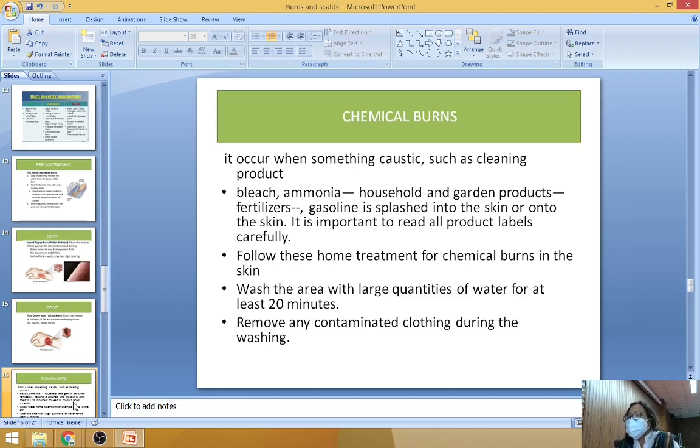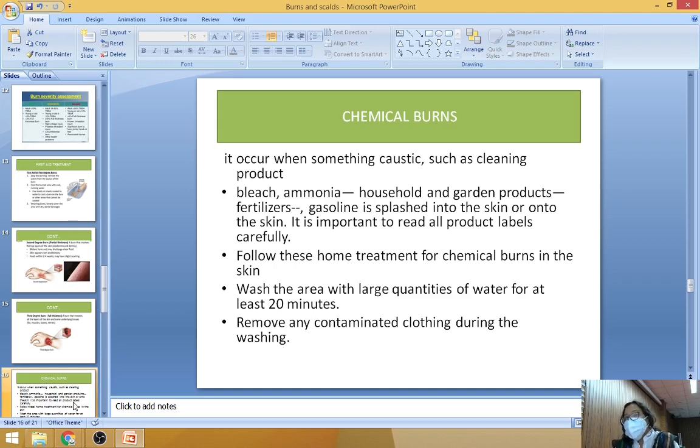Then household and garden products, fertilizers, gasoline is splashed into the skin or onto the skin. It is important to read all product labels carefully. Follow this home treatment for chemical burns in the skin. Sometimes we used to take herbal things also. We used to see Google and then we'll use. So those things before using we have to be very, very careful.